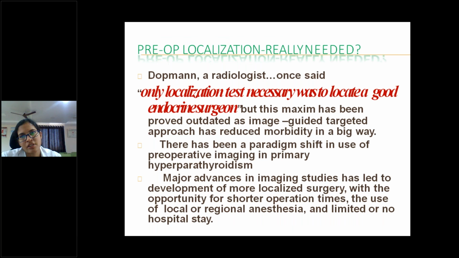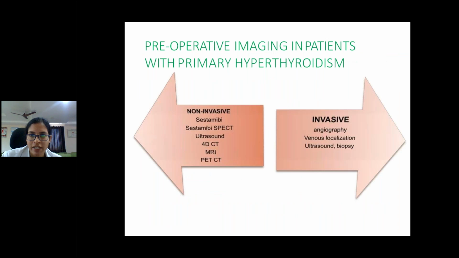Localization is only necessary to locate a good endocrine surgeon, because the surgery is not complicated or difficult, but the location of the gland is very important. So these are the non-invasive and invasive tests. Non-invasive: Tc-99m sestamibi SPECT, ultrasound, 4D CT, MRI, PET CT. Invasive: angiography, venous localization, intraoperative ultrasound, and biopsy.